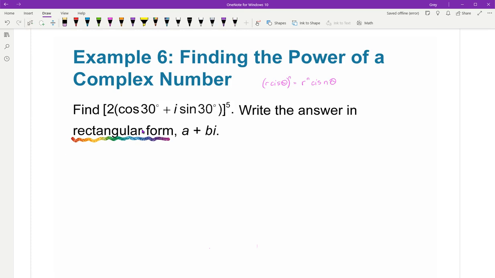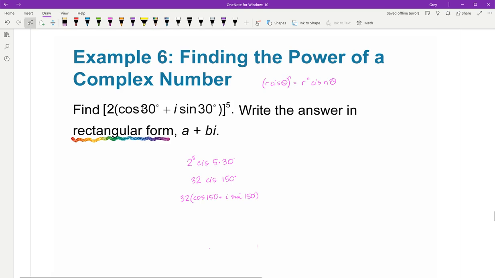So in my abbreviated form, I have 2 cis 30 all raised to the 5th. And that's going to be 2 to the 5th cis 5 times 30. 2 to the 5th is 32. 5 times 30 is 150. Okay, so that means this is 32 cosine of 150 plus i sine of 150, because I was just abbreviating with the cis. To get it into rectangular form, y'all, go figure out what the cosine of 150 is.